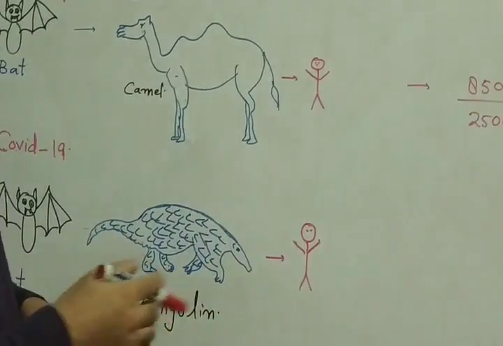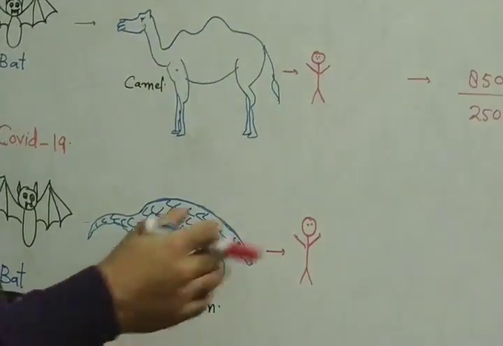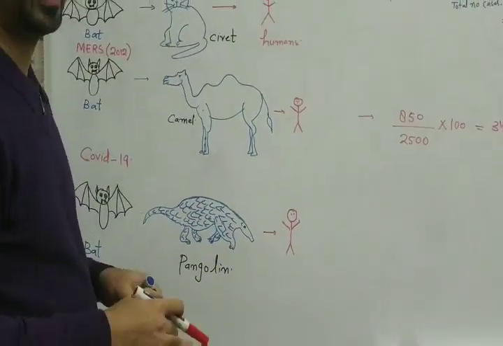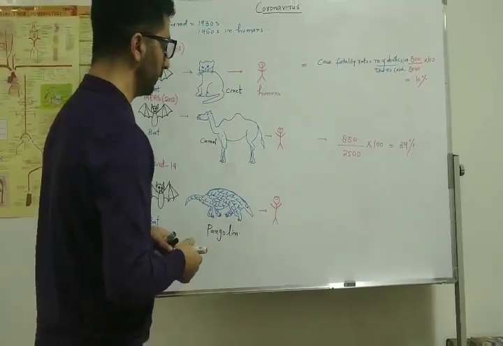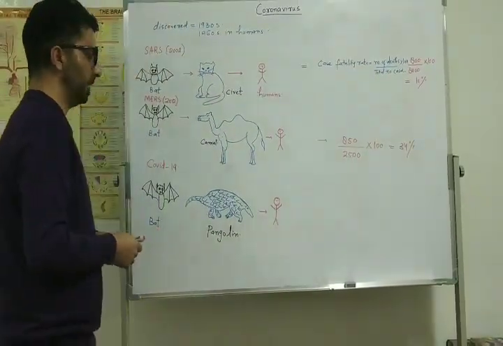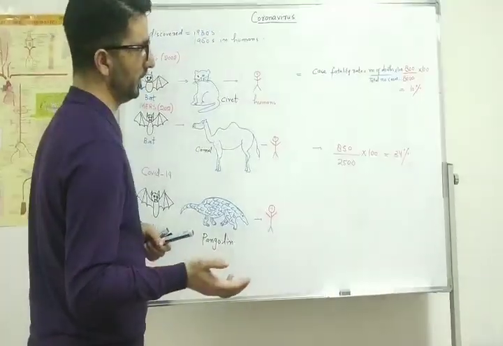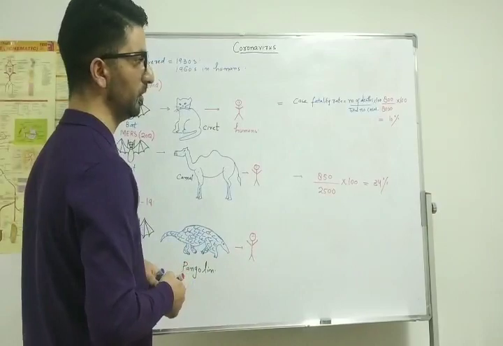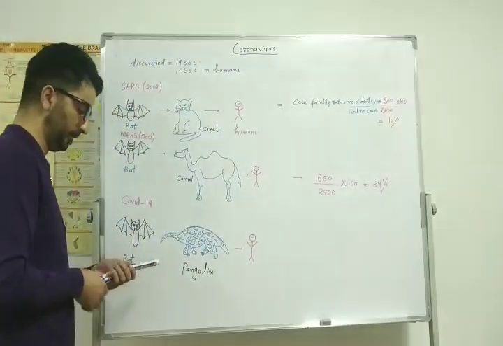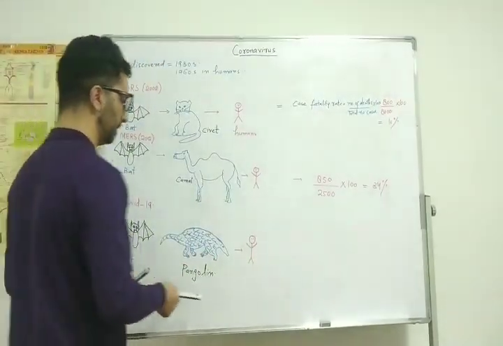From the humans, it spread all over the world. First, it was in China, then it spread all over the world. Now we can see it in the whole world. So we will see what the case fatality rate of COVID-19 is now. That is the case fatality rate: the number of deaths over the total number of cases, multiplied by 100. I will write it here.